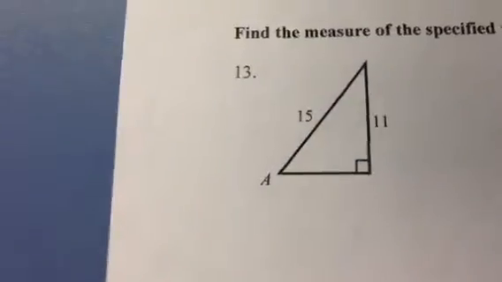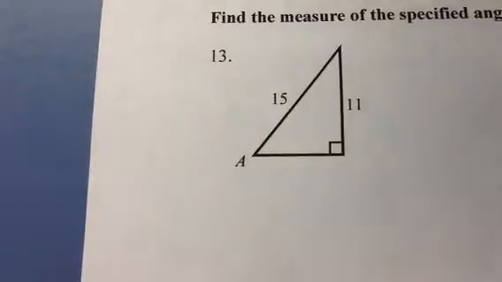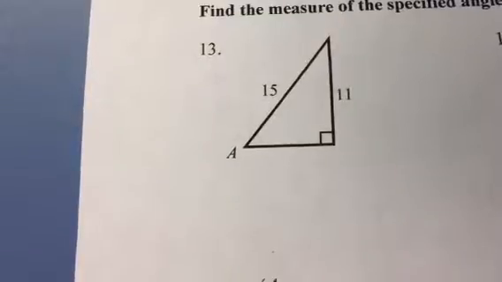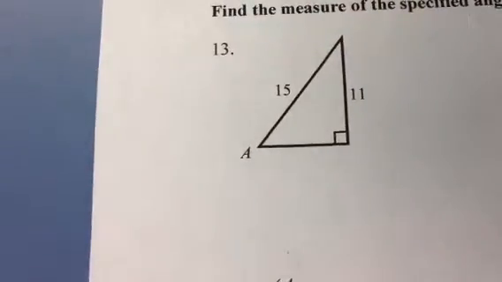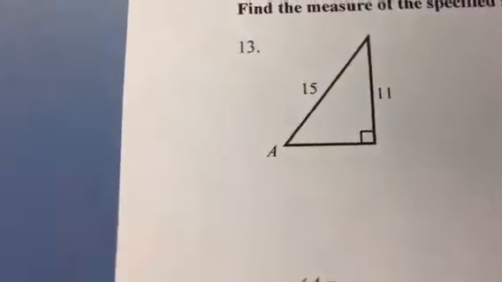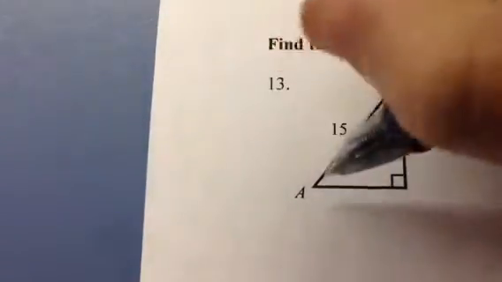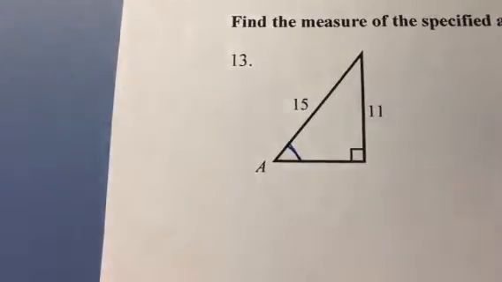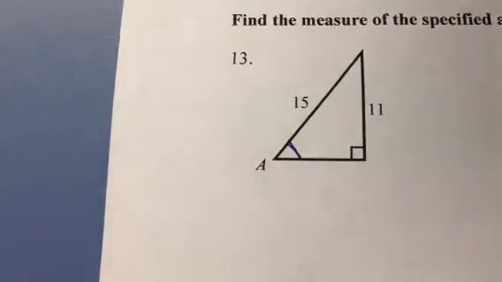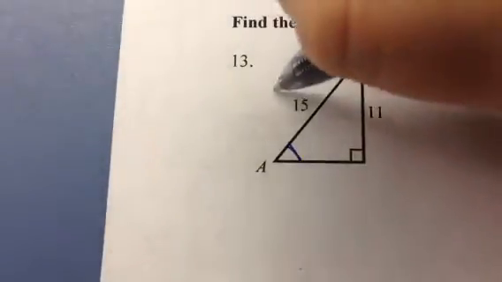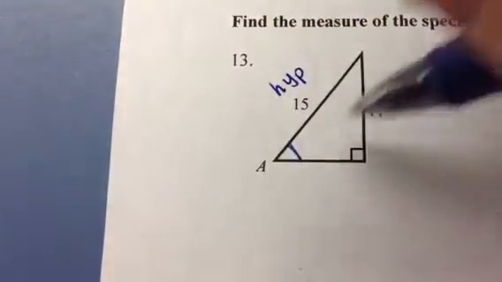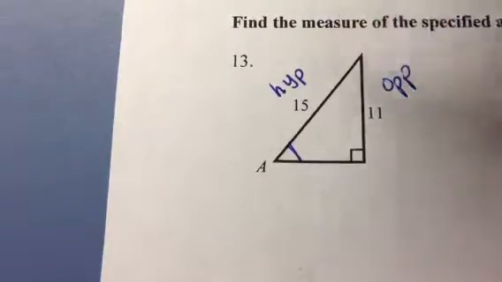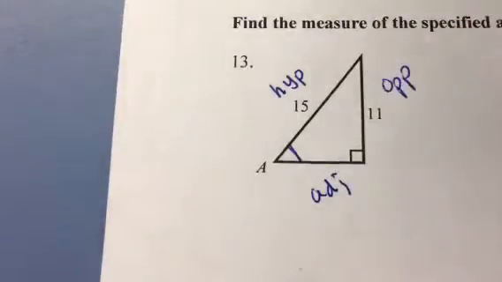So what we're learning is that we're still going to use our ideas of sine, cosine, and tangent, but we're now going to use what we call inverse trig functions. And on this worksheet, you are always solving to find this angle labeled A. So I want to know, what is that angle? Again, we're going to label this like we did when we were finding the side. I know 15 is my hypotenuse. 11 is going to be opposite angle A, and this unmarked side is adjacent to angle A.